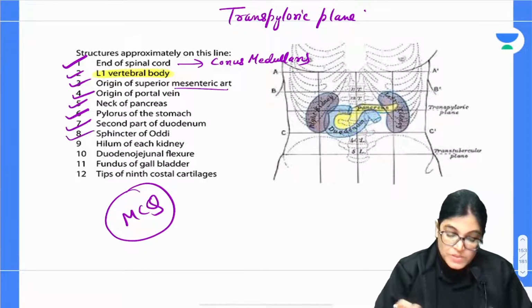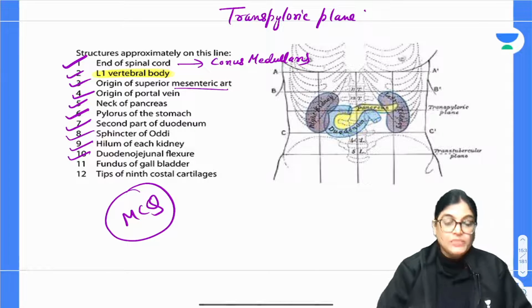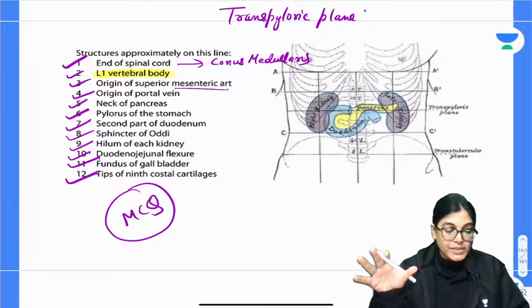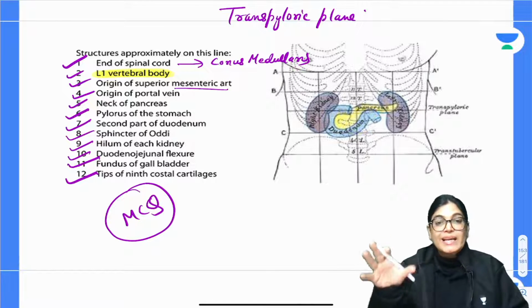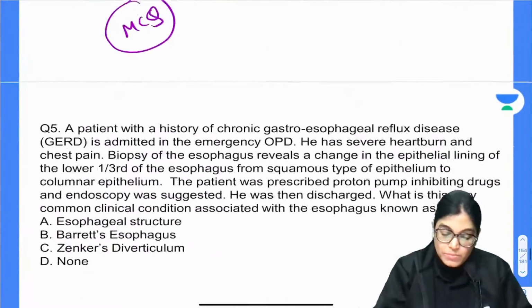Second part of duodenum, sphincter of Oddi, hilum of each kidney, DJ flexure, the duodenum and jejunum junction, fundus of gallbladder and tip of ninth costal cartilage. So please do revise all these structures located exactly at the level of the transpyloric plane. Let's move on to the next, that is question number 5.